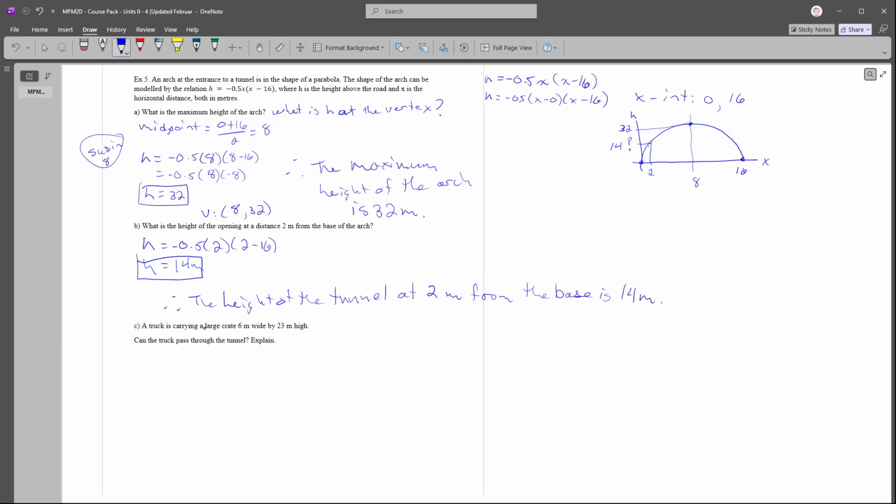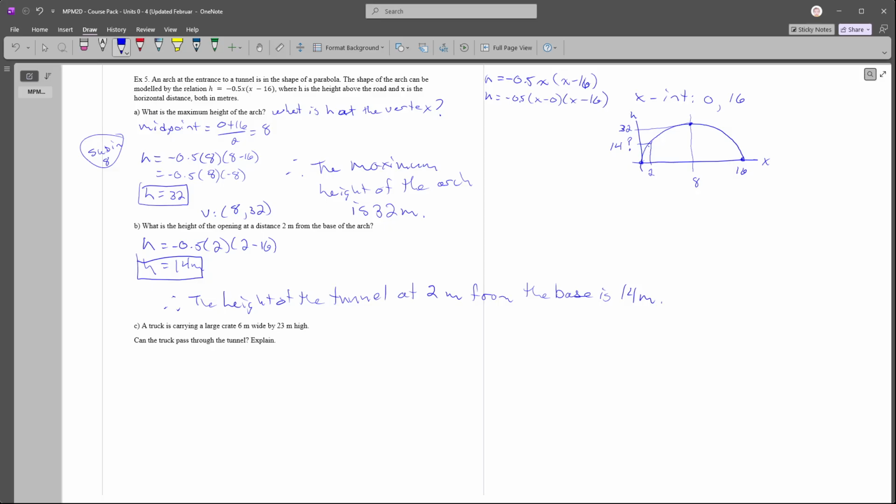A truck is carrying a large crate 6 meters wide by 23 meters high. Can the truck pass through the tunnel? So this is where it becomes a little bit of thinking. We have to understand that in order for that truck to make it through, or any truck going through, if it's a big truck, it has to basically drive right down the center of the road. That's going to give us the biggest height possible, because if it's over too far to the left, the arch hasn't had enough time to actually increase in height. Same with the right. So we have to drive straight down the center.